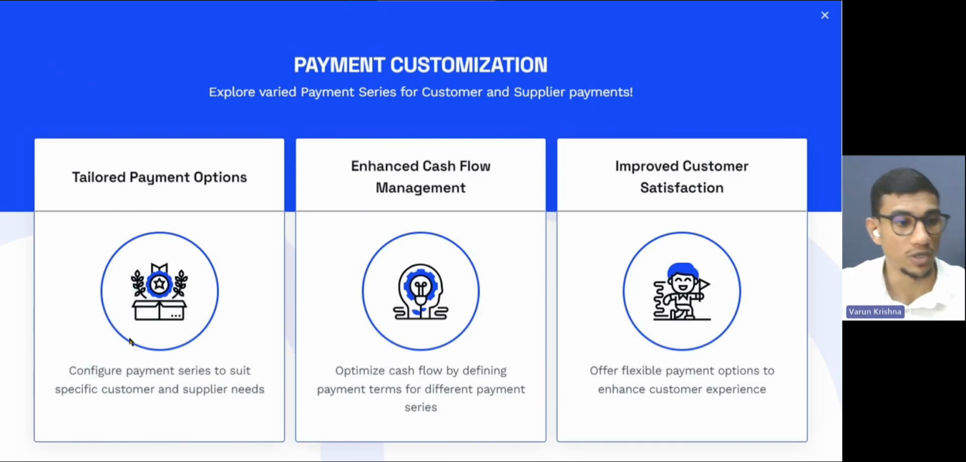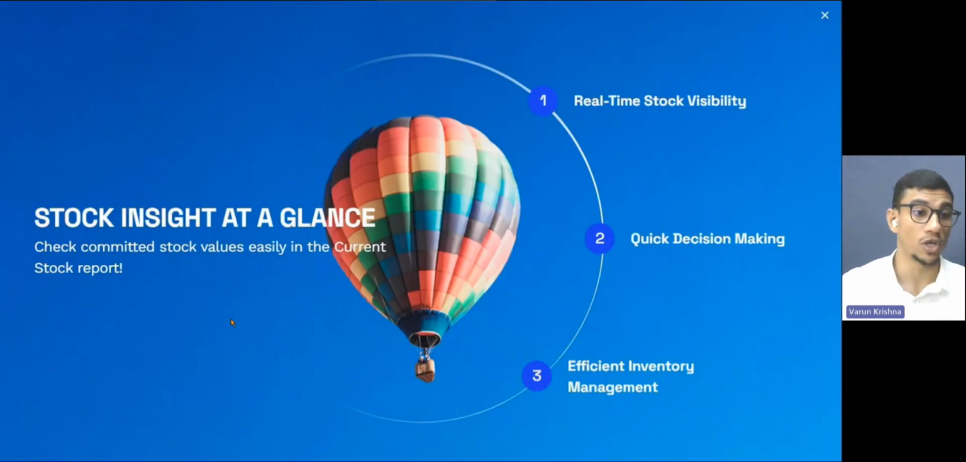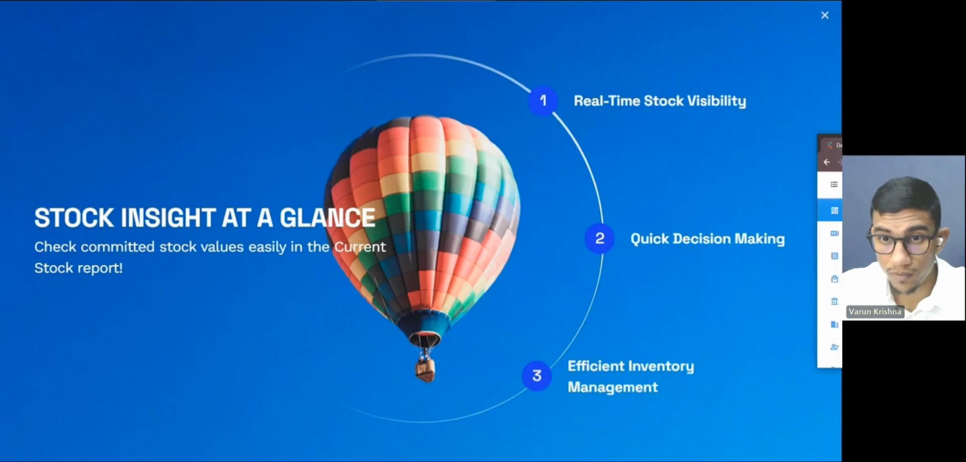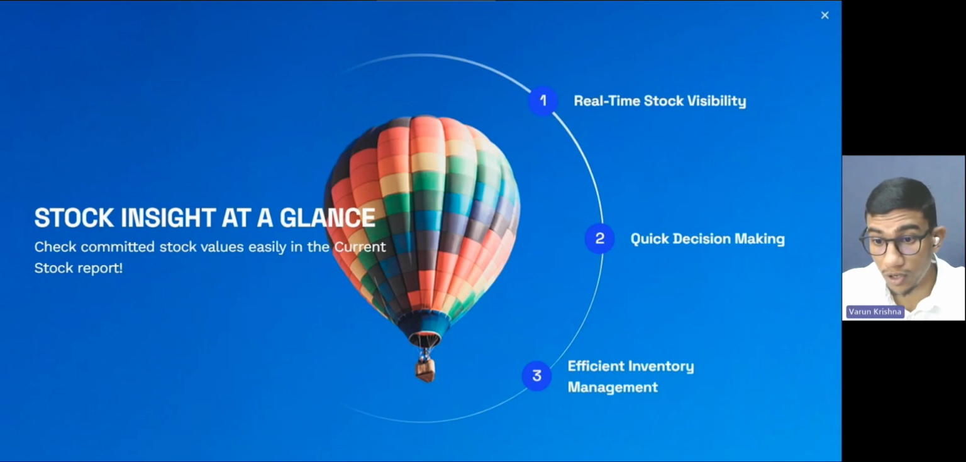Now we'll be moving into our enhancements part. And let's see what our first enhancement is. Stock insight at a glance. Check the committed stock values easily in the current stock report. So we'll be moving into the current stock report and looking into the committed stock, whether it will be available or not. The advantage is real-time stock visibility, quick decision making, and efficient inventory management. So rather than using this particular instance, I believe I will be able to show it better.